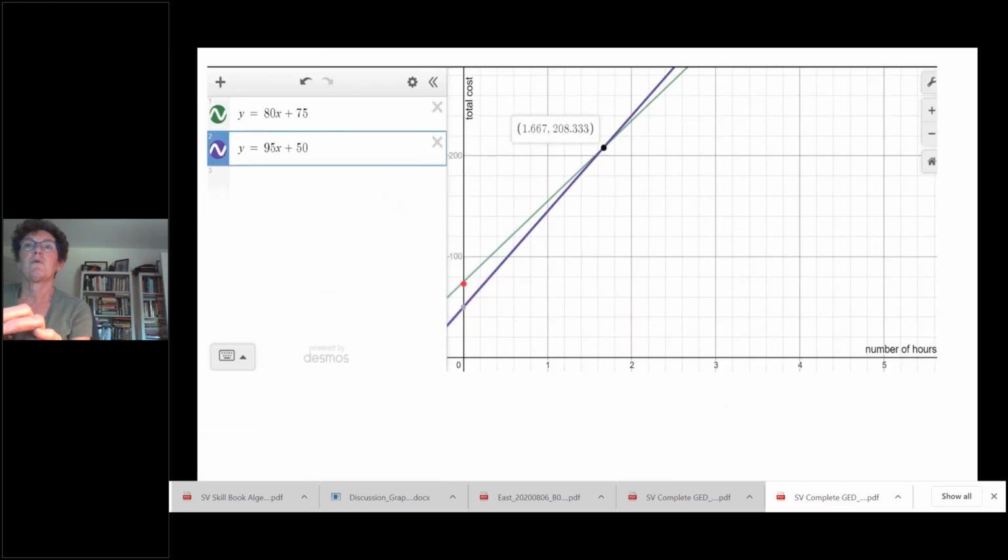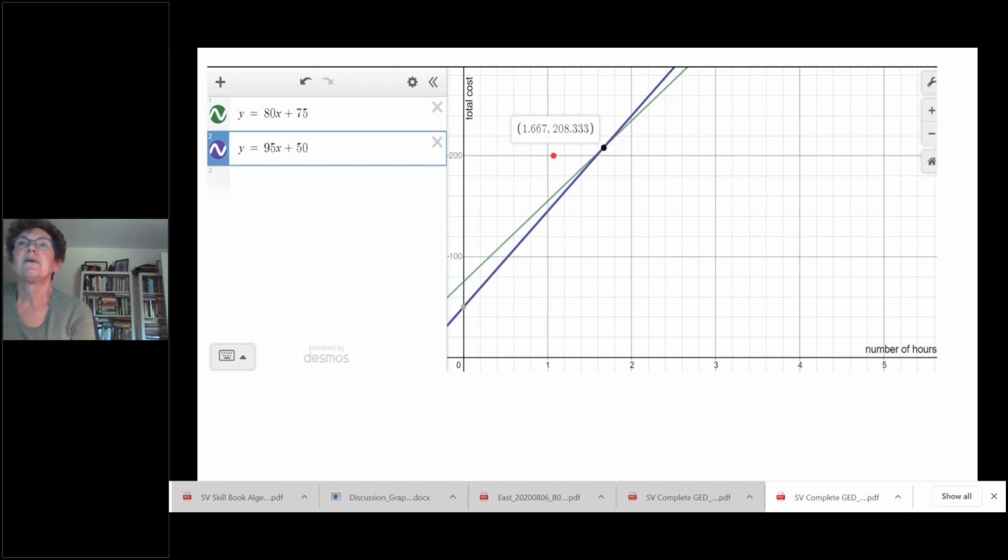So for Action, here it is at $75 at my starting rate, and then the slope, it goes up $80 per hour. Here's the Busy Bee. It starts at $40 and goes up $95 per hour. And here's the point of intersection. So what does that point mean?